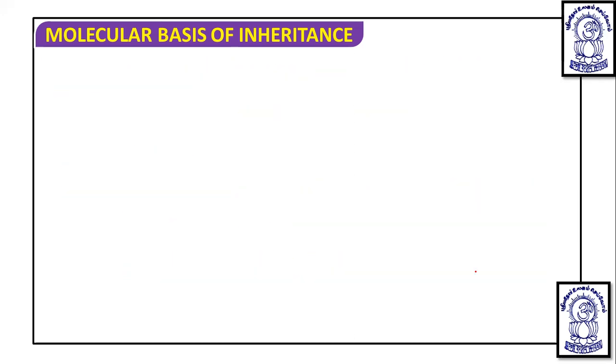After the regulatory gene, next we are going to discuss the second type of gene, that is the operator gene. If we talk about this operator gene, this gene receives the product of the regulatory gene.